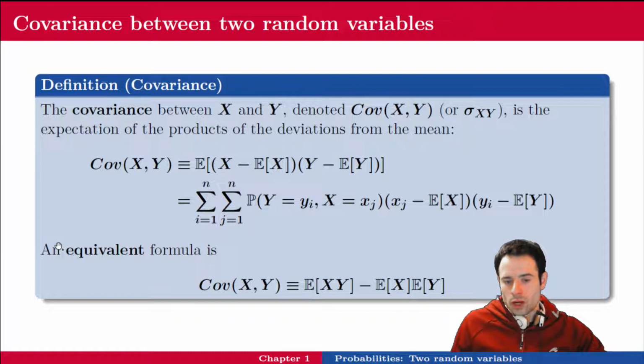There is an equivalent formula, which is the one I use most of the time, but both are useful, which is to compute the expectation of x times y minus the expectation of x times the expectation of y. The advantage of this formula is that when you already know expectation of x and expectation of y, then you only need to compute this single thing. And this thing alone is kind of easier to compute, not as complicated as this huge formula.